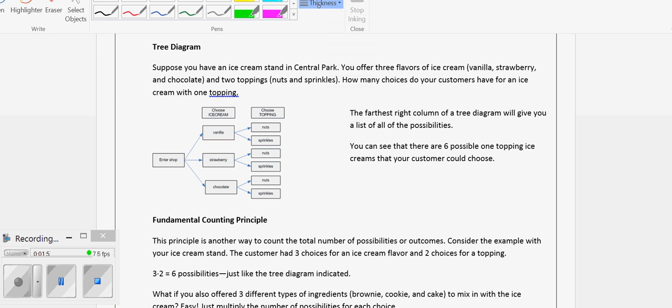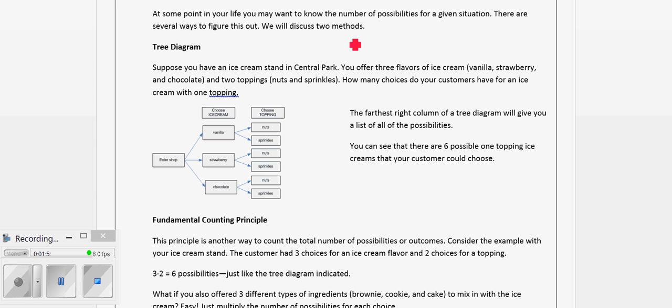At some point in life, you may be faced with a situation where you want to know the number of possibilities for a given situation. That's what we're going to figure out today. Now, there's a few ways to do that. A tree diagram, what we're looking at right here, is one way to do that. The strength of a tree diagram is that you can see all the possibilities. The weakness is, say there's a lot of choices, a tree diagram becomes a very big diagram, and so it's not always the best way to go.